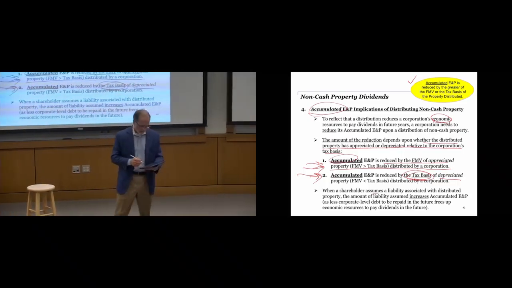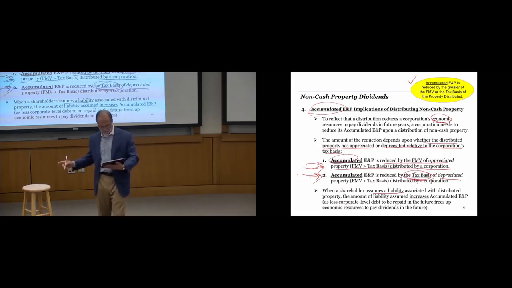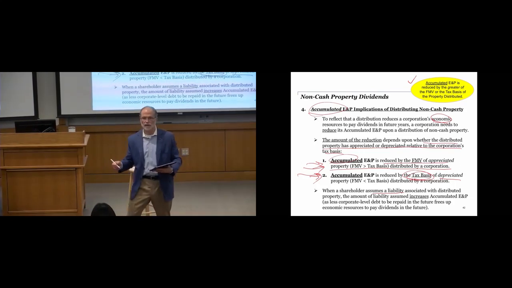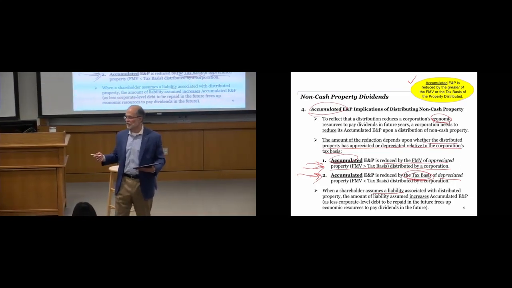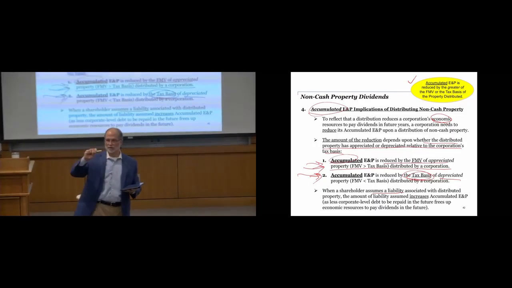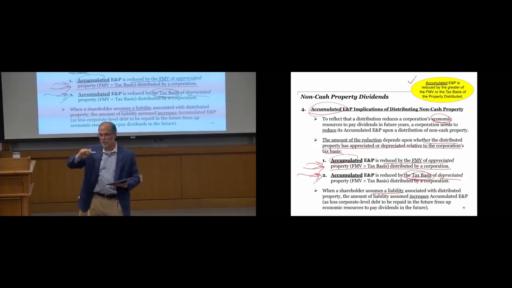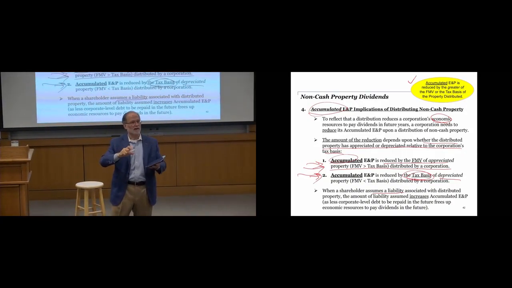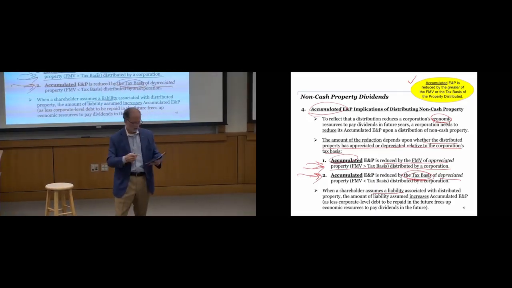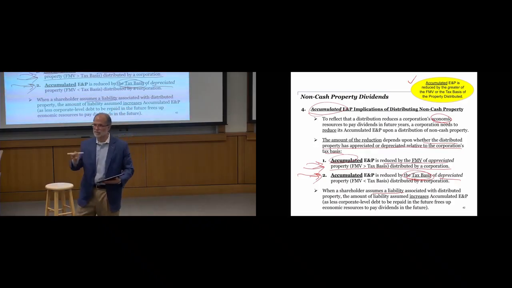Okay. When a shareholder assumes a liability associated with distributed property, the amount of the liability assumed increases accumulated E&P. Why does that make sense? Because my economic ability went up, because now my assets are less leveraged. A liability leaves the balance sheet of a corporation and goes to a shareholder. Now I have a dollar for dollar increase in my economic ability to pay a dividend because I have less debt and more unencumbered assets. So if that liability was in there, I'd have to make that adjustment as well.